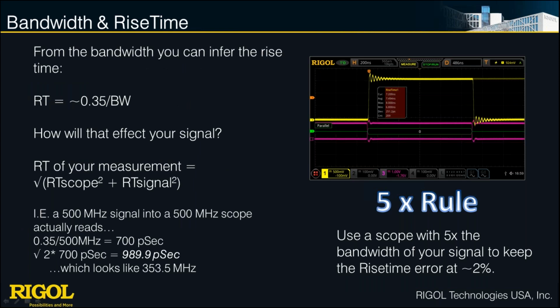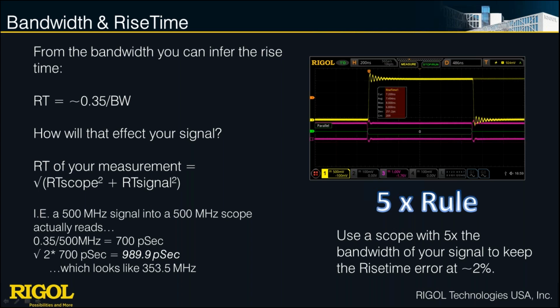It's connected pretty directly. From the bandwidth, you can always infer the rise time. Rise time in a normal system is about 0.35 divided by the bandwidth. But there are complexities in thinking about how that will affect your signal, especially when you've got an oscilloscope, a probe, and a signal. The rise time of your measurement is actually a combination of the rise time of your scope and the rise time of your signal, and it's best defined by the square root of the sum of the squares.